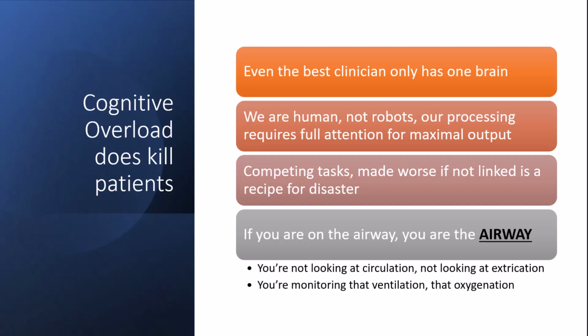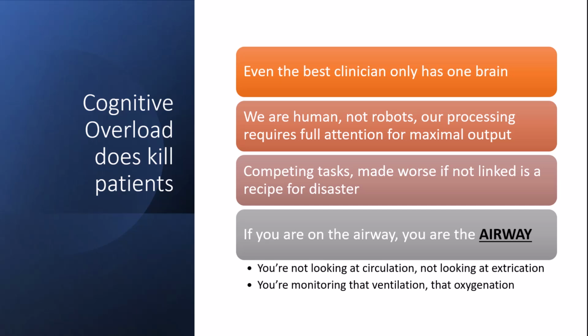Key point about this whole talk is that cognitive overload does kill patients. You can get bad outcomes from trying to rush processes in a critically unwell patient. And even the best clinician only has one brain. There's no two brains we have. Yes, we have a left hemisphere and a right hemisphere, but they're all connected. We are humans after all. We are not robots. And as much as we like to use ChatGPT, when we are processing information, we require full attention and full concentration for maximal output.